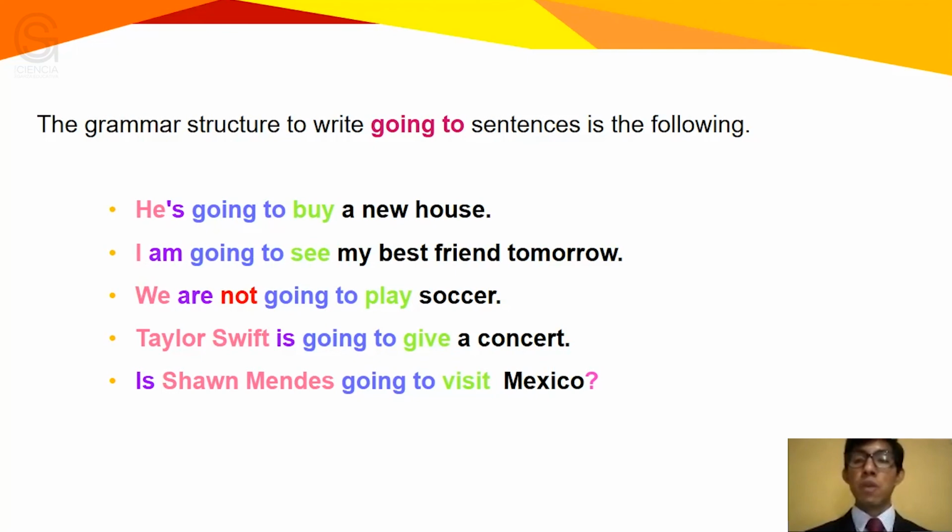If we want to write a negative one, we just have to include not. Not after the auxiliary be. For example, we are not going to play soccer. Or we can use the contraction aren't or isn't.